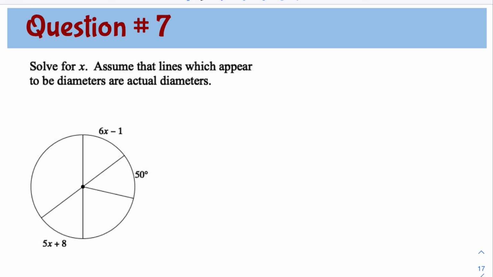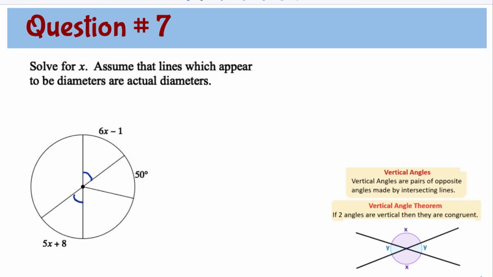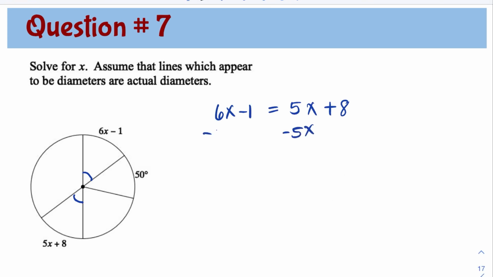Question number 7 is asking to solve for the value of x. In this diagram, we also use the concept of vertical angles. So these vertical angles are congruent, which means the arcs are also congruent. So setting up the equation, we have 6x minus 1 is equal to 5x plus 8. Isolating the x on the left side, I can subtract 5x from both sides. 6x minus 5x is x, minus 1 is equal to 5x minus 5x is 0, then we have 8. Adding 1 to both sides, we have now x is equal to 9.